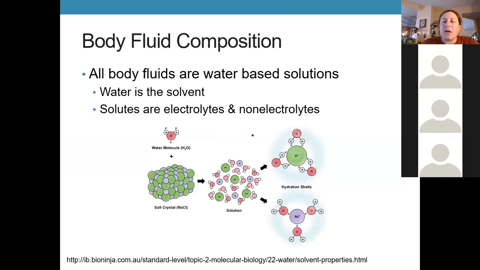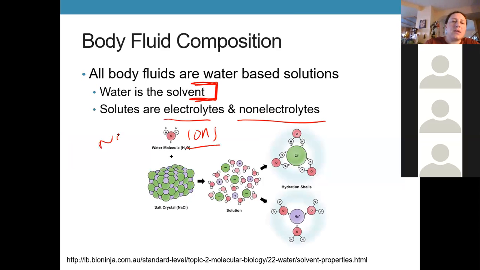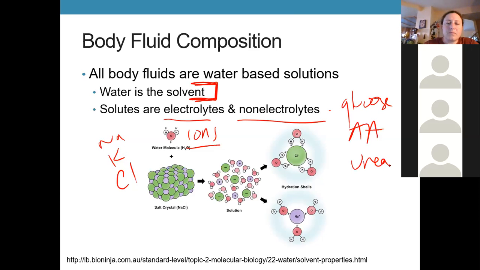All of our body fluids are water-based solutions. So water is our solvent. It is the thing present in the largest volume. And the solutes, the things that are dissolved in the water, can be divided up between electrolytes and non-electrolytes. So electrolytes are the things we also call ions, right? This is like our sodium and our potassium and our chloride. The non-electrolytes are things like glucose and amino acids and waste products like urea, and technically things like carbon dioxide and oxygen and stuff like that too.